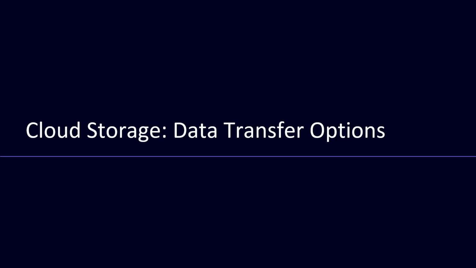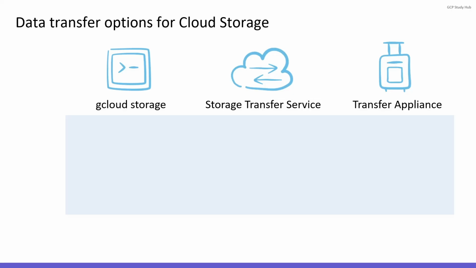Next, we have data transfer options in cloud storage. Now that we have covered the fundamentals of cloud storage, we need to look at how to actually get your data into a bucket. Choosing the right path depends on your source, the volume of data, and your available network connectivity. The first option is gCloud Storage Command Line tool, which allows you to move data from either an on-premises environment or from within GCP itself.